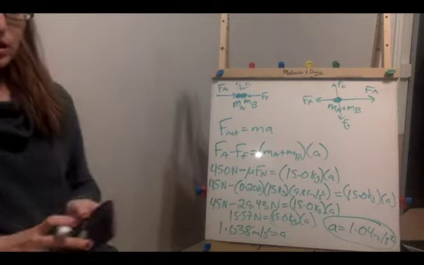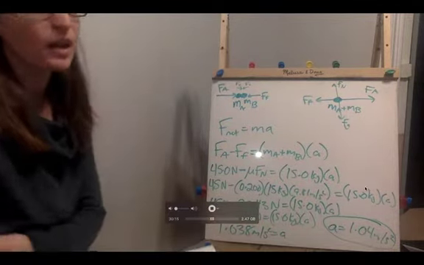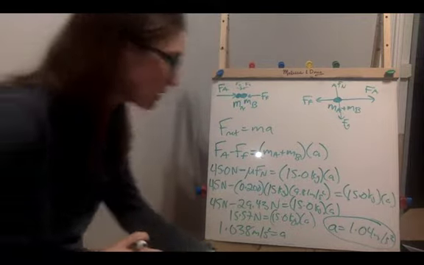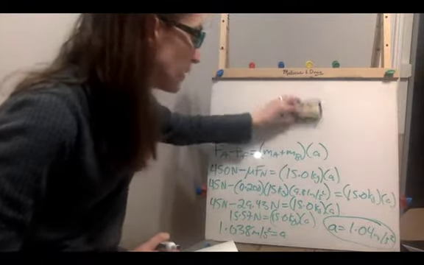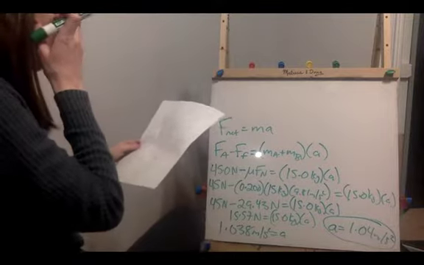So now what we need to find is the contact force. Okay, so if we're looking for the contact force, we need to look at a specific mass. Okay, so we can either look at mass A, or we can look at mass B. Okay, and again, either will work here.